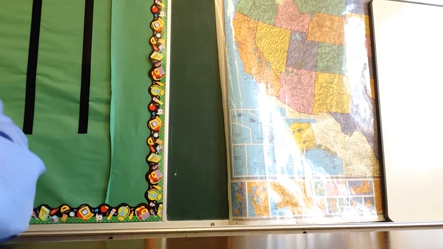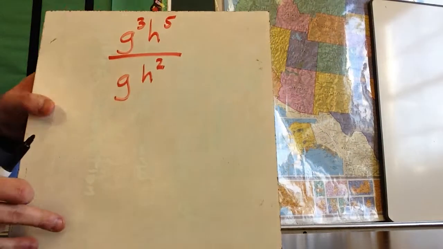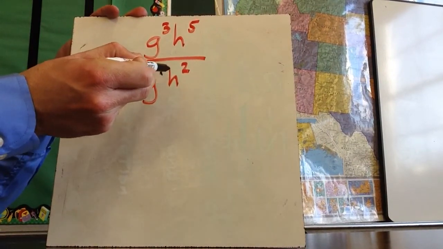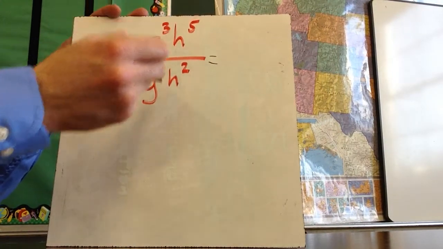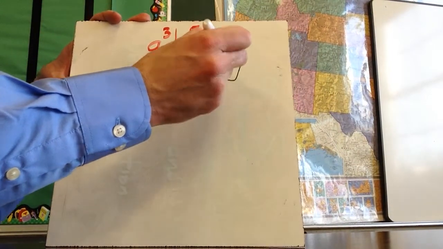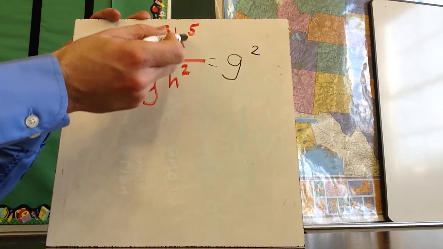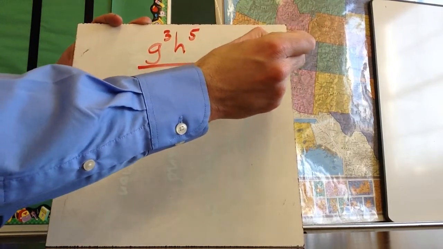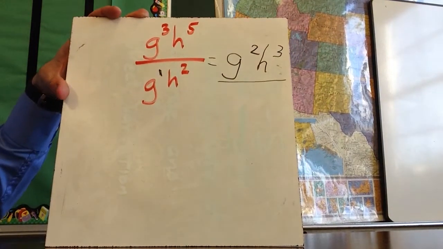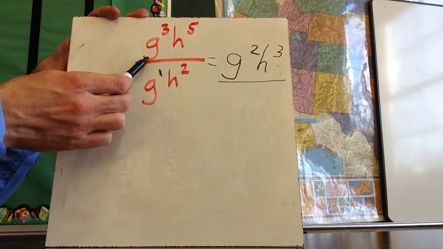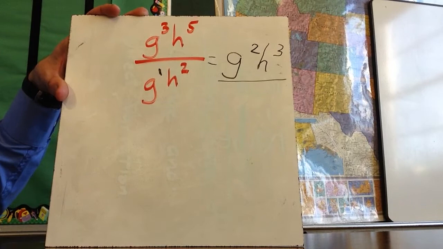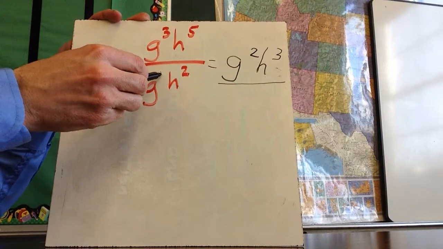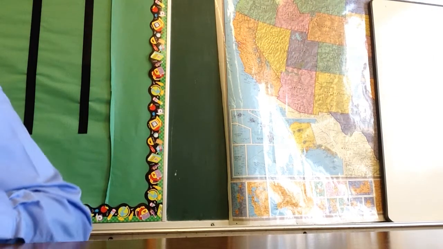So if we use that, we'll solve this problem. Keep in mind that there is a 1 here. So when I solve this, I'm going to go g, 3 minus 1. 3 minus 1 is 2, so this is g to the second. And then h, these are both h's, so 5 minus 2, this is h to the third, h cubed. g to the second, h to the third, when I'm dividing g to the third, h to the fifth, divided by g, h squared. Remember, there is that 1 there, but we can just assume that it's there.